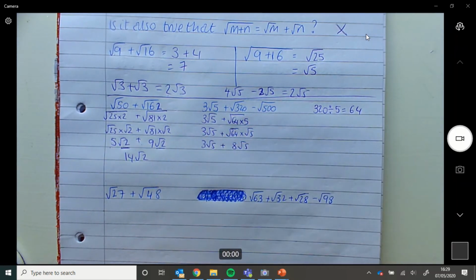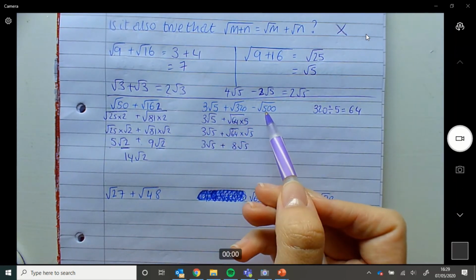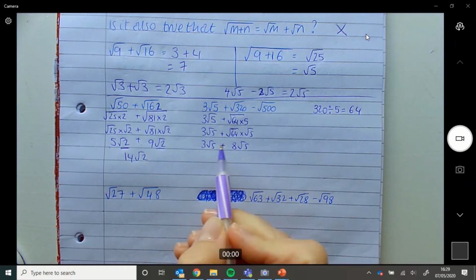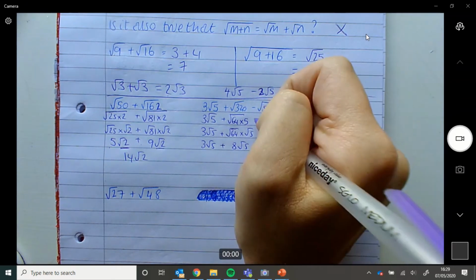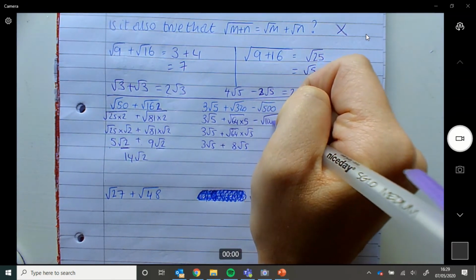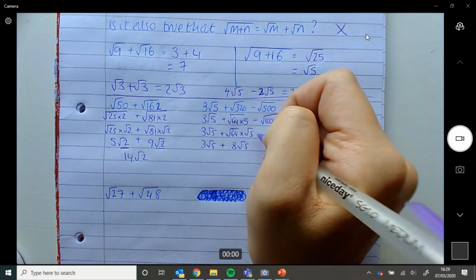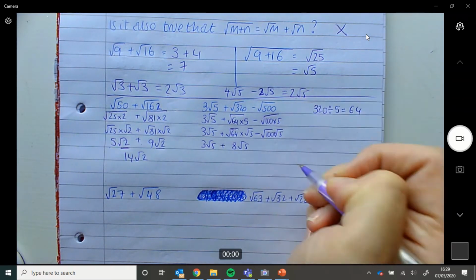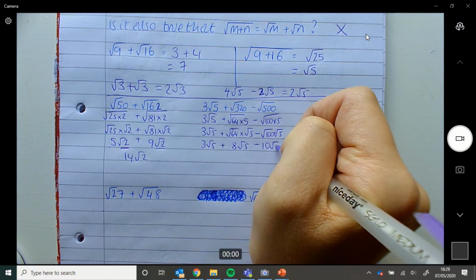That stays the same. 500, well, I can spot straight away that 100 goes into 500 and it goes in 5 times. So again, I'm going to end up with that root 5, which is perfect. So I've got minus root 100 times root 5, which is minus 10 root 5.